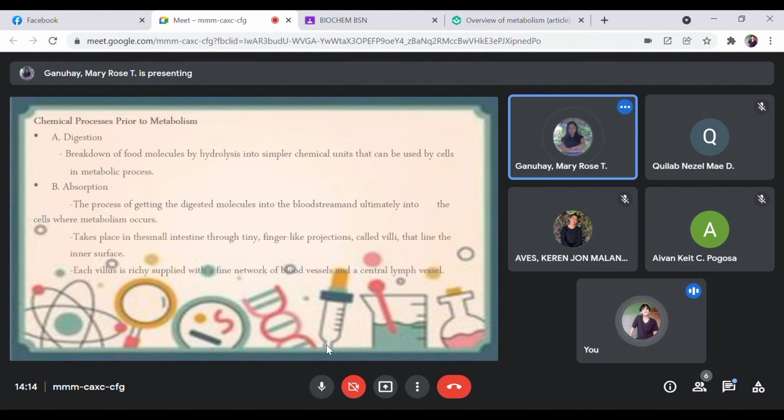Villi line the inner surface. Each villus is richly supplied with a fine network of blood vessels and a central lymph vessel.